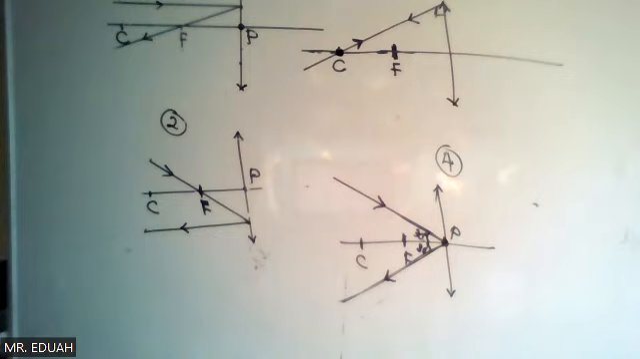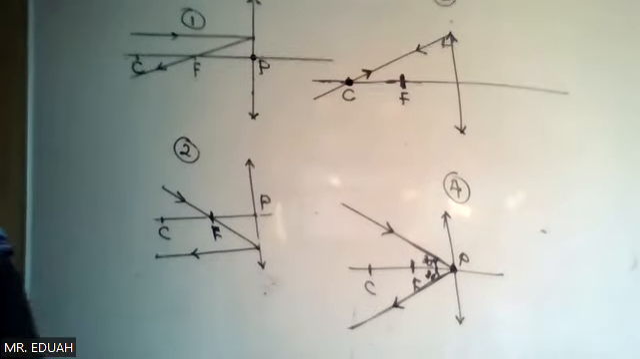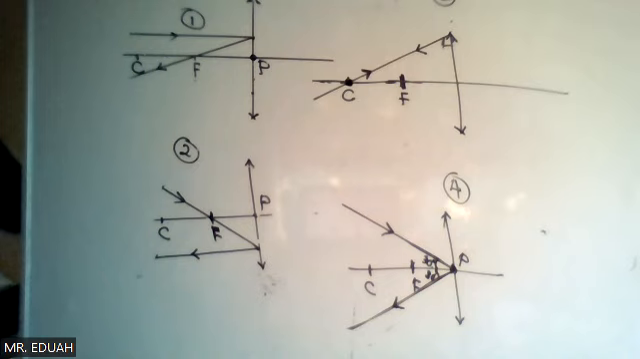So these are the four rules to be used in describing the nature of the image formed for both convex and concave. Any question? Yes, Mr. Hammer. Sir, please, could you repeat the fourth rule again?